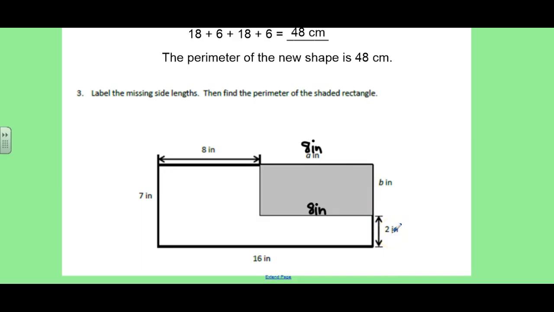So you've got to ask yourself, what are you going to add to 2 inches to make 7 inches total? And the answer to that is that we have to make 5 inches right here, because 5 plus 2 would give me 7 inches total. So that means that this other side length of this rectangle is also going to be 5 inches. So now we know all of the side lengths for this rectangle, and that's the only perimeter that we're having to find, is this shaded rectangle.